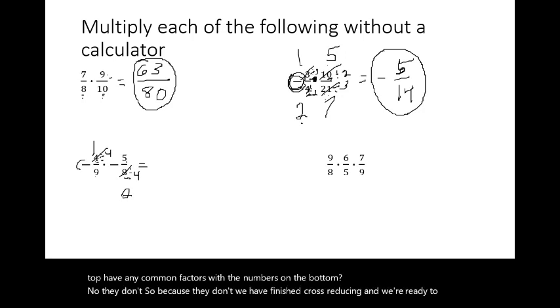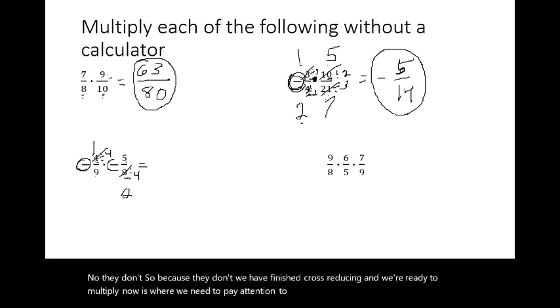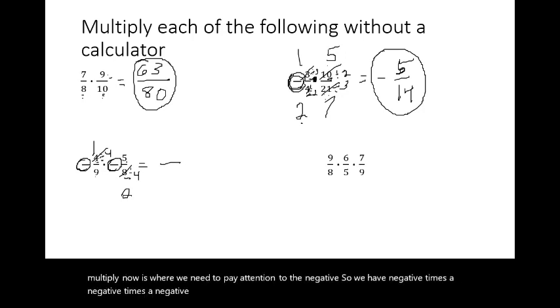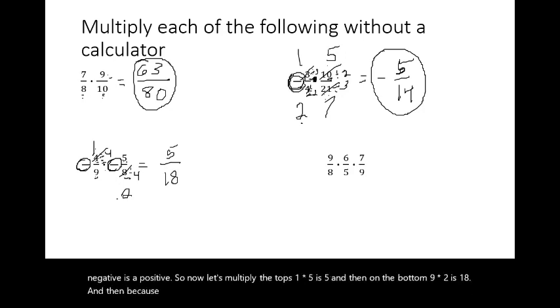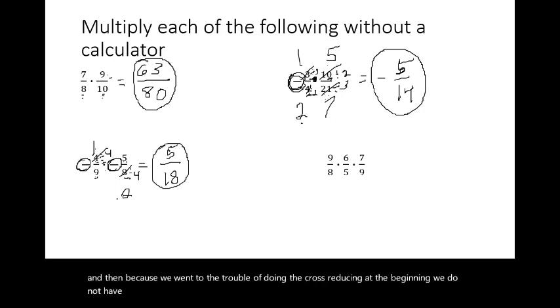Now is where we need to pay attention to the negative. So we have a negative times a negative. A negative times a negative is a positive. So now let's multiply the tops. 1 times 5 is 5. And then on the bottom, 9 times 2 is 18. And then because we went to the trouble of doing the cross-reducing at the beginning, we do not have to do any reducing at the end. 5 over 18 is our final answer.